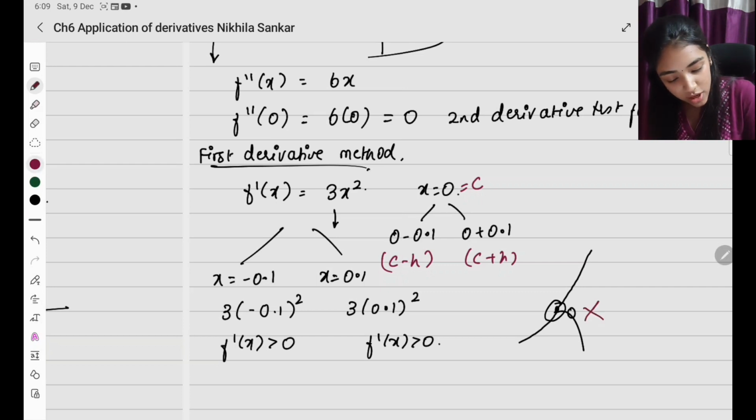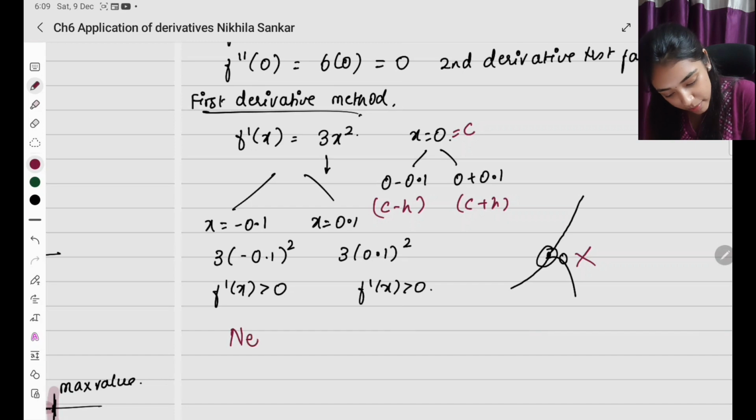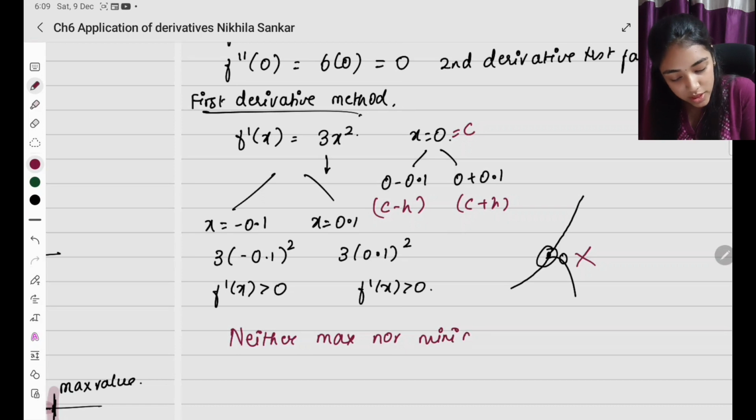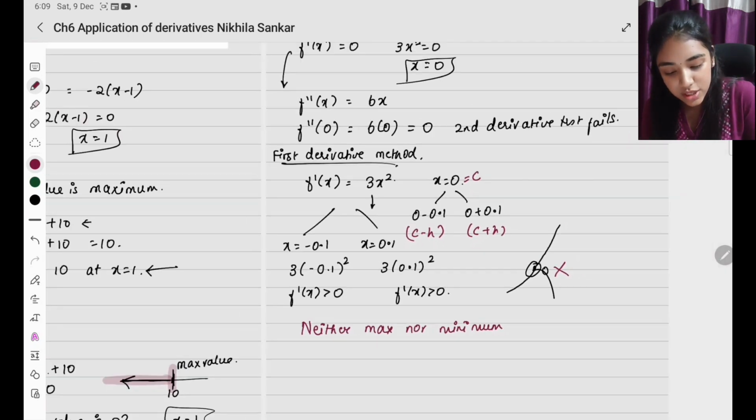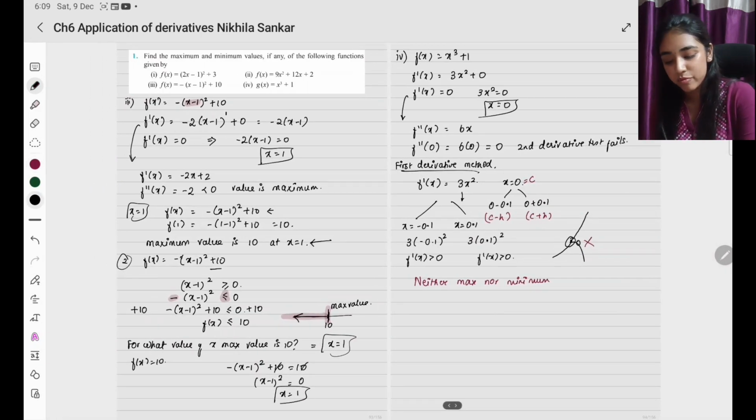So this is not the case, which means we do not have a maximum or a minimum value. So neither maximum nor minimum. Okay, so this function does not have a minimum and a maximum value. Okay, ரெண்டுமே கிடையாது. Clear?